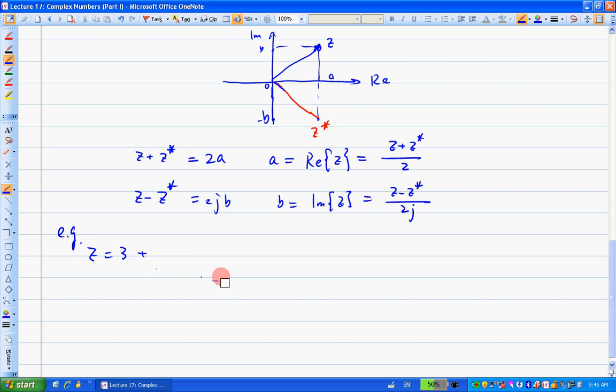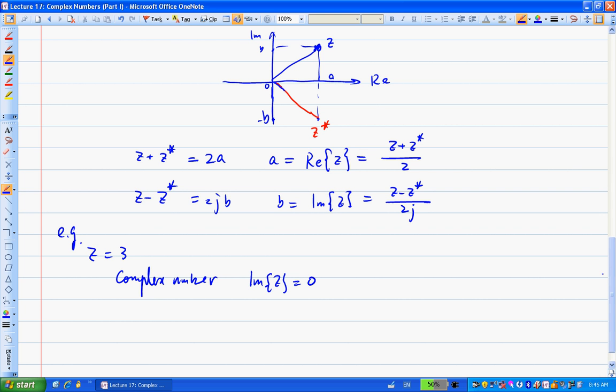This is something I noticed in the past that is a little confusing. This is still a complex number. It's still a complex number, except that the imaginary part of Z equals 0.